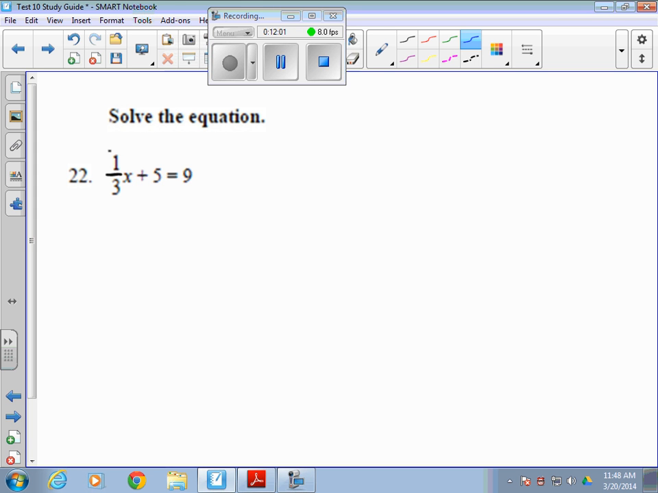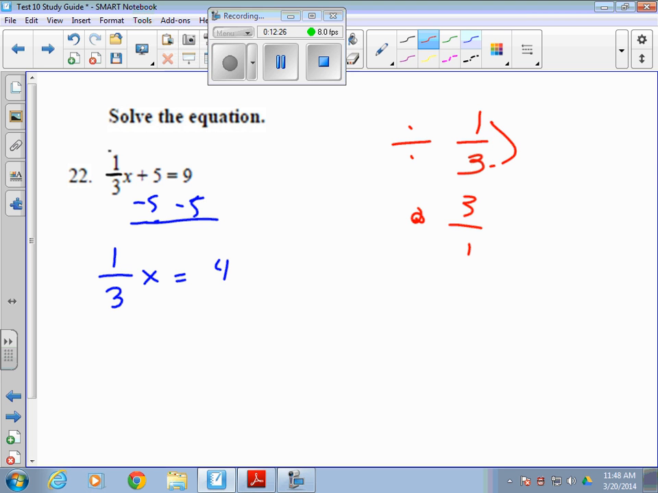22 says solve this equation. 1/3 x plus 5 equals 9. Again, please excuse my dear Aunt Sally works backwards when you're undoing. Undo plus 5 by subtracting it. So now we have 1/3 times x equals 4. 1/3 times something, you undo multiplying something by dividing by 1/3. Remember, anytime you divide by a fraction, you multiply by its reciprocal. So 3 over 1, we'll cancel this part out. 3 over 1, which is the same thing as multiplying by 3. X equals 4 times 3, which is 12.